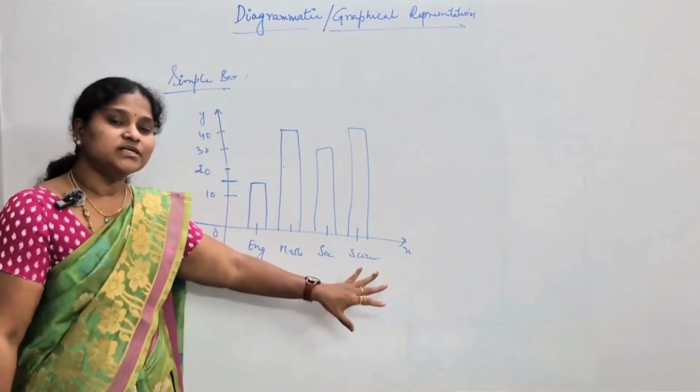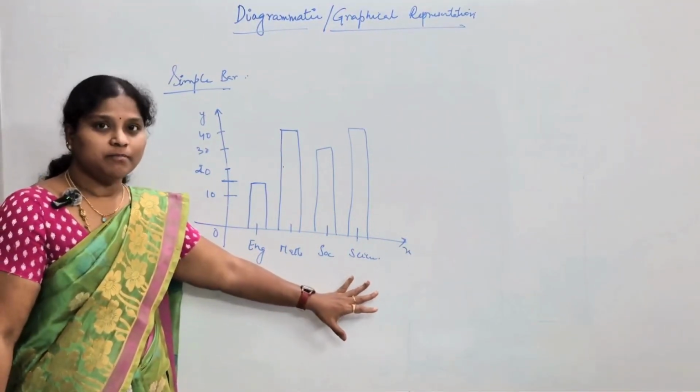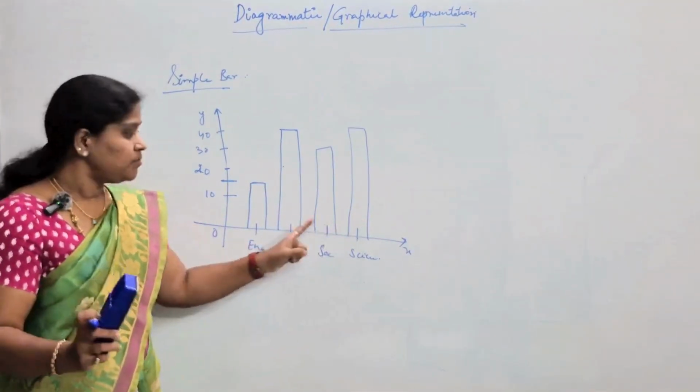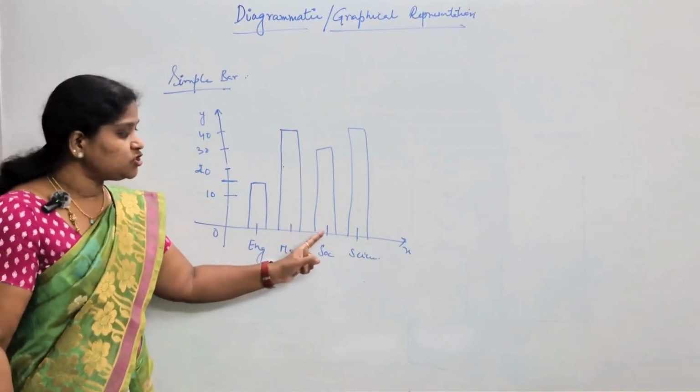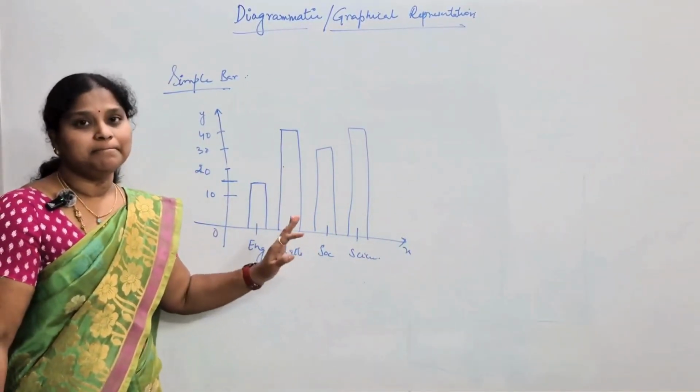So if you want to describe your data in the form of a graph like this, we can construct a bar graph. Here, the size of each bar should be same. The space between each bar should be same. This is your simple bar graph.